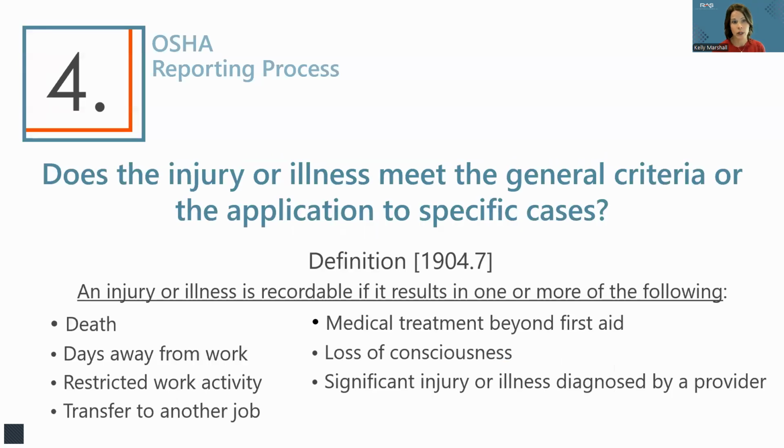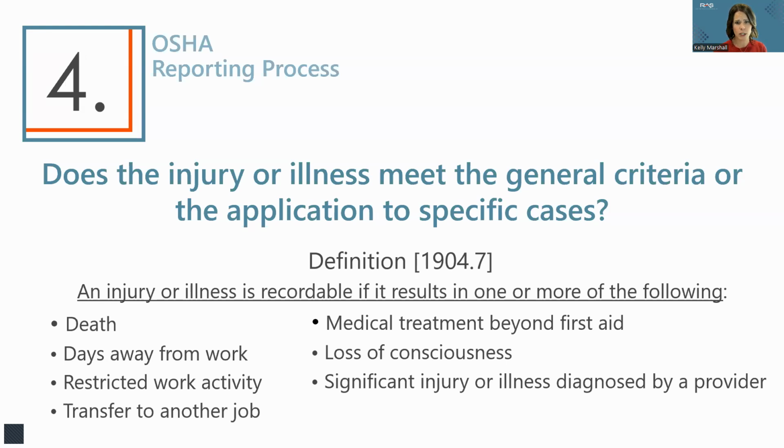And then, does the injury or illness meet the general criteria or the application to these specific cases? This is defined as follows. Any injury or illness is recordable if it results in the conditions that you see listed here. Fatalities, of course, days or restricted days away from work or transfers to another job, any medical treatment beyond first aid, any loss of consciousness, and any other significant injury or illness as diagnosed by a medical provider.